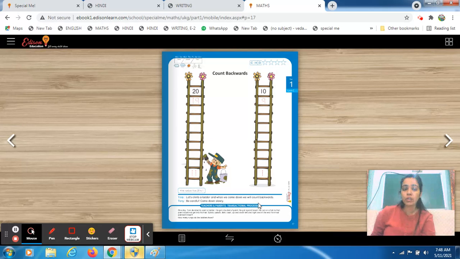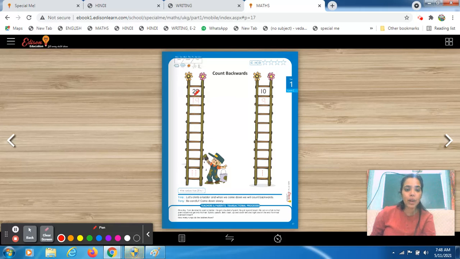Fine? Okay, so first of all, what will happen? Tom will go here on top. Tom ने क्या किया? सबसे पहले वो top पर आ गया. He is on rung 20. Now he wants to go down. और जब वो नीचे आएगा he will paint one by one rung.